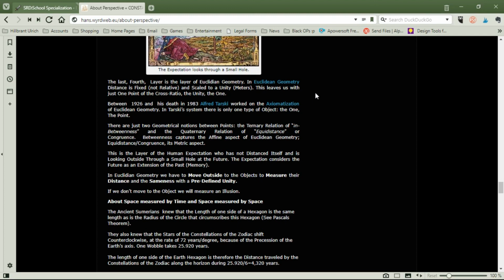The last 4th layer is the layer of Euclidean geometry. In Euclidean geometry, distance is fixed, not relative, and scaled to a unity, meters. This leaves us with just 1 point of the cross ratio, the unity, the 1. Between 1926 and his death in 1983, Alfred Tarski worked on the, that's a tough one, axiomatization of Euclidean geometry. Man! All right. In Tarski's system, there is only one type of object, the point.